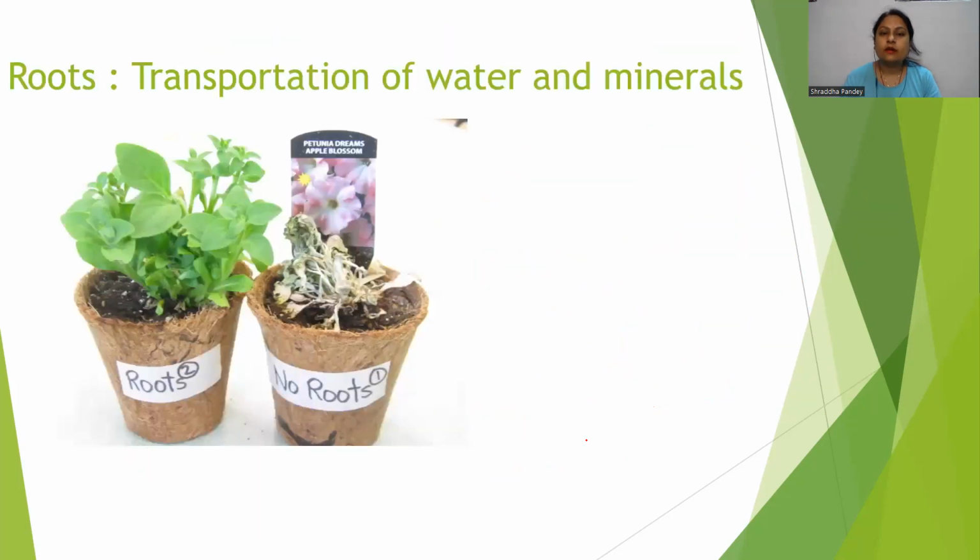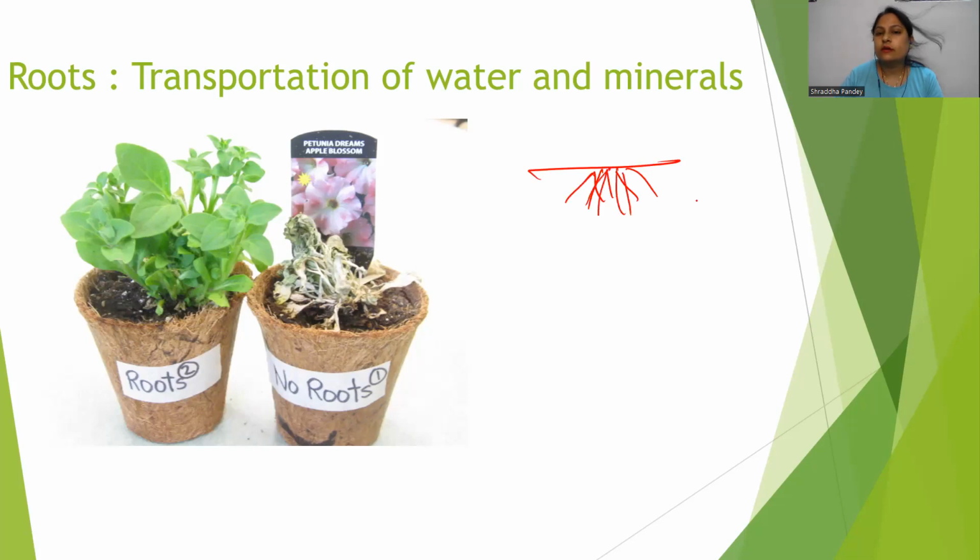Now, we are done with the stem, we are done with the leaf. Now the next important part of the plant is the roots. Now what is the function of roots? We water the plant in the soil. Now in the soil, what is there? The roots are there.